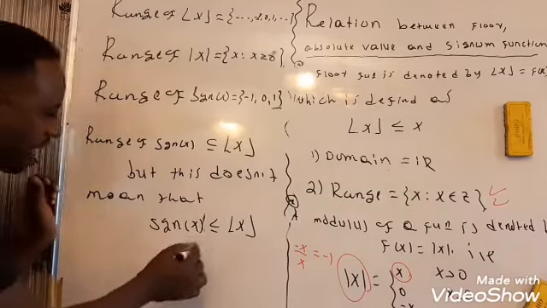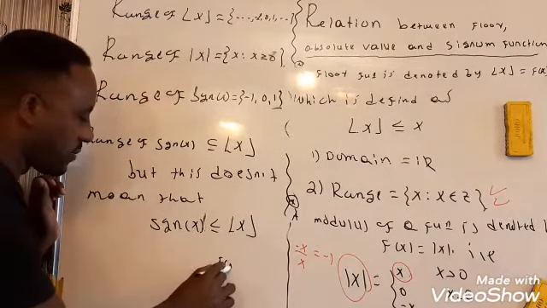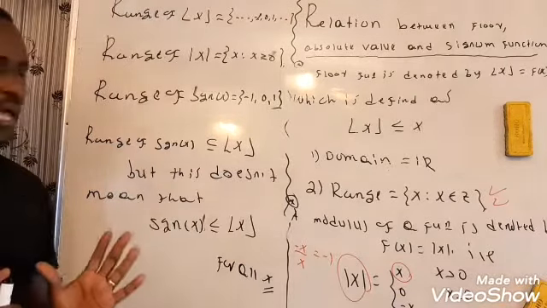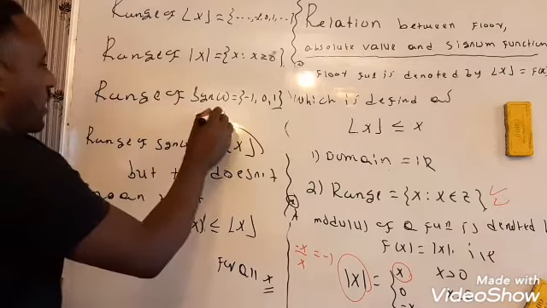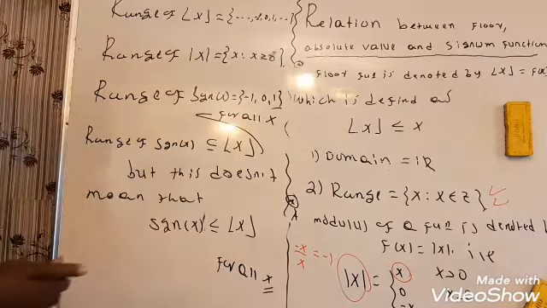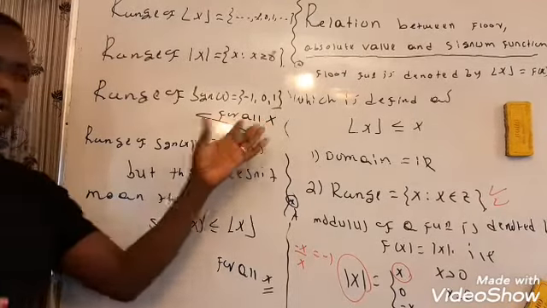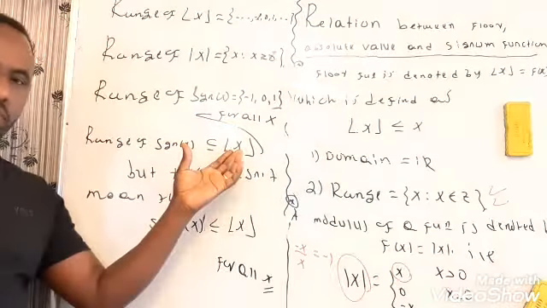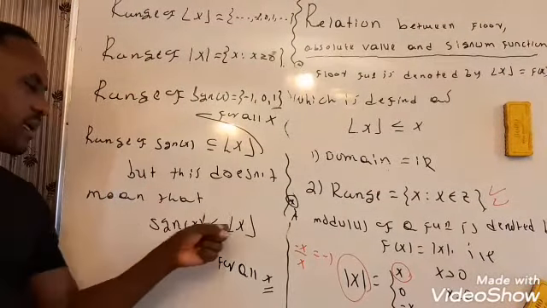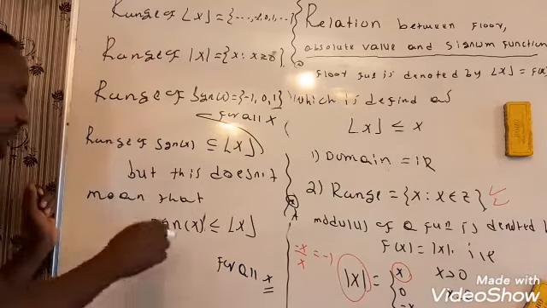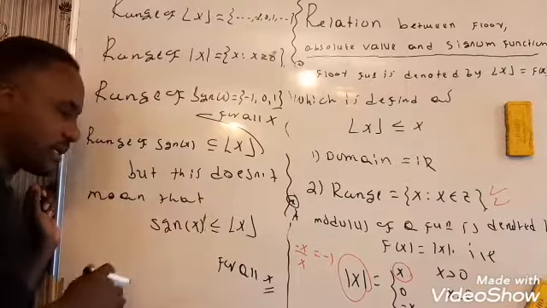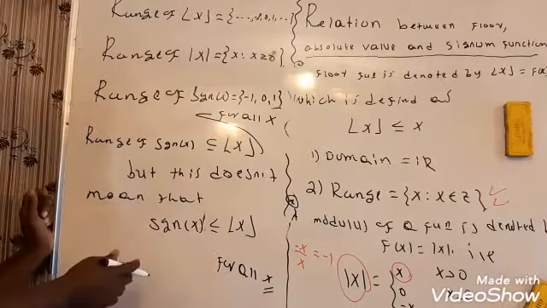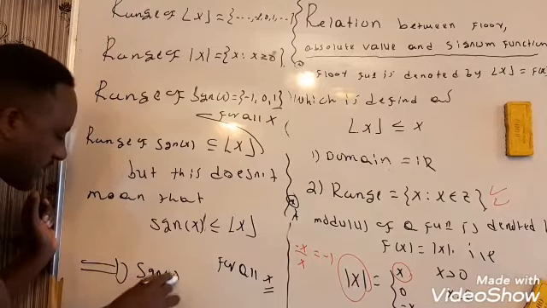For all x, elements of the real numbers, the range of signum is a subset of the range of the floor function. But that does not mean that for all x the signum is less than or equal to this. This doesn't mean that this is less than this. Signum of x is not always what?